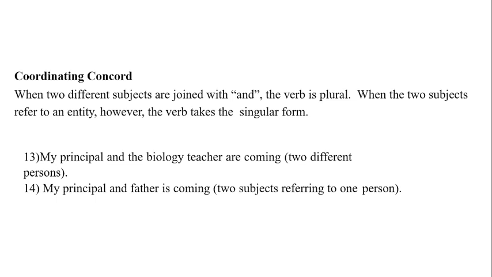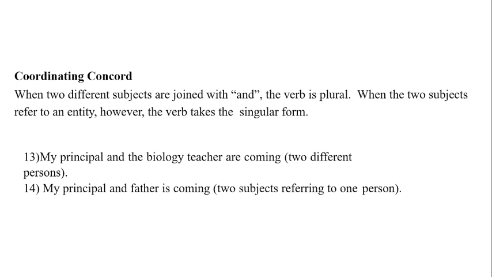When two different subjects are joined with "and," the verb is plural. When the two subjects refer to an entity, however, the verb takes the singular form. Okay, so this is what the rule is simply saying.